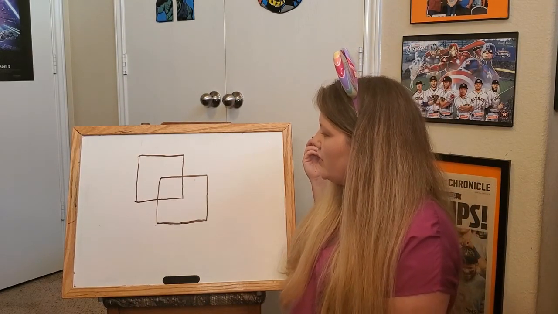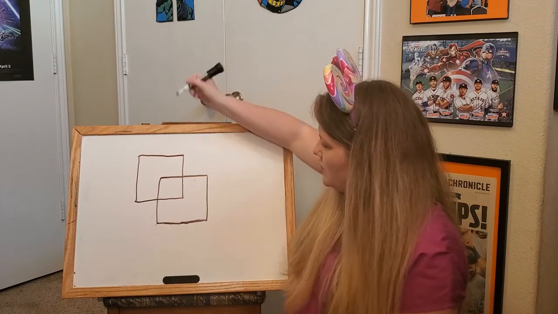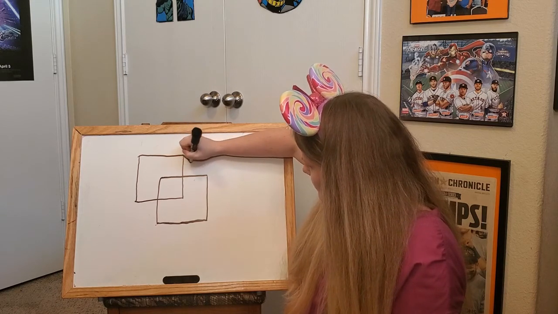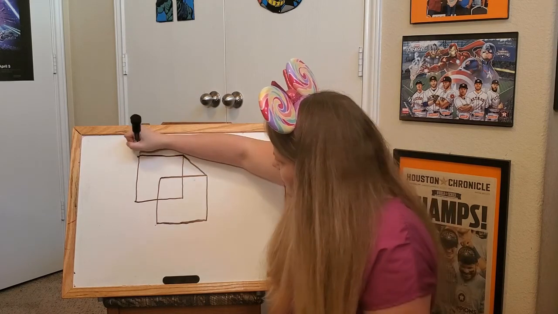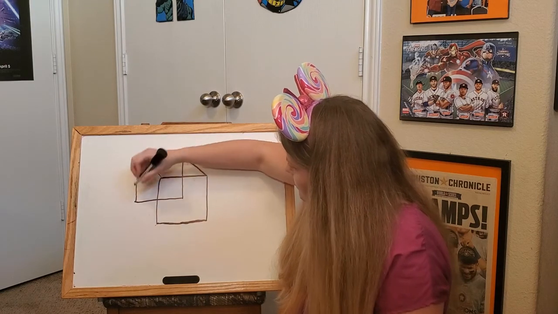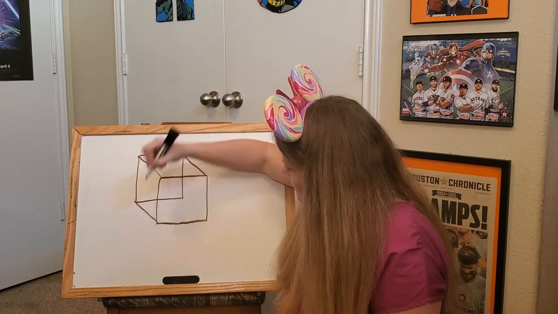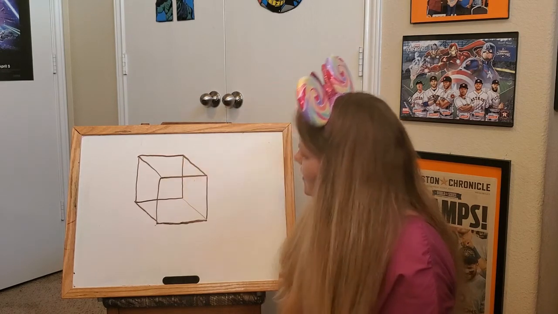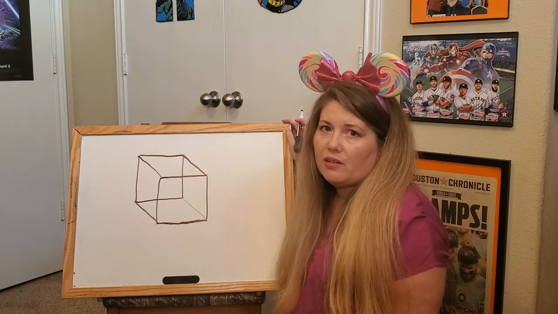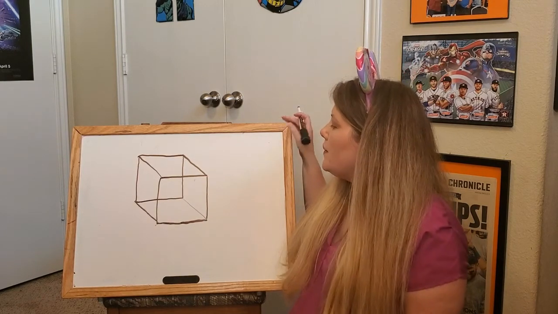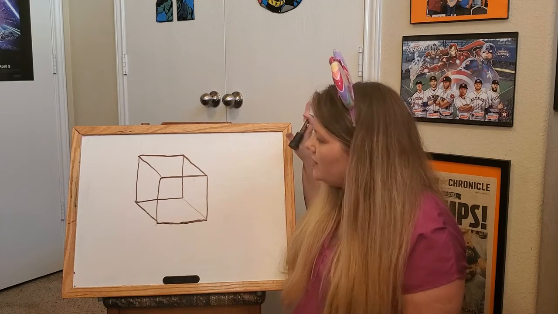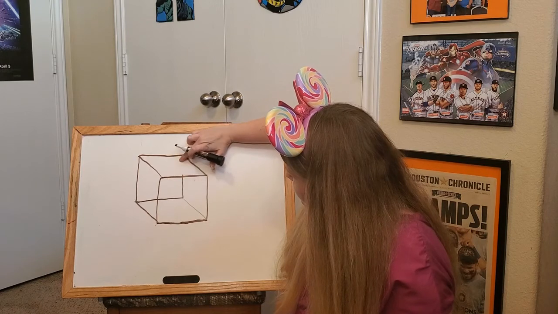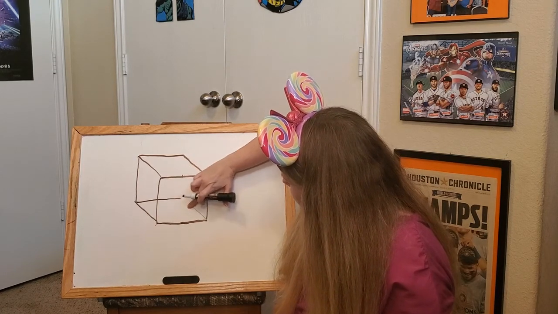And then to connect it and make it look like a cube, I'm just going to connect all of the corners, the vertices, from here to here, from here to here, from here to here, and from here to here. And now it looks like a transparent cube. But if you wanted it to look solid and not clear, you would need to remove these lines that you wouldn't be able to see through.